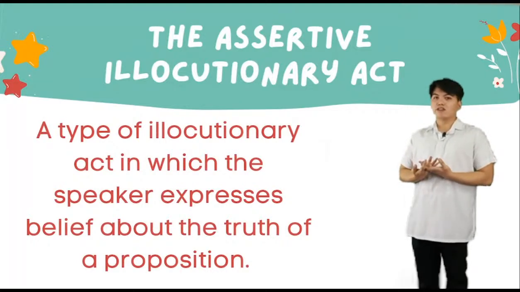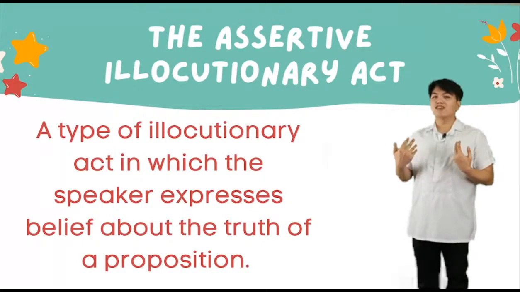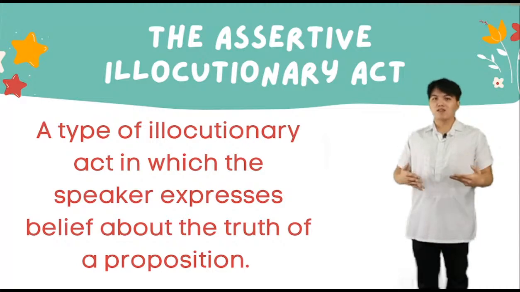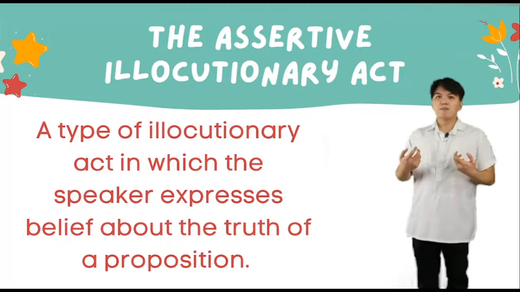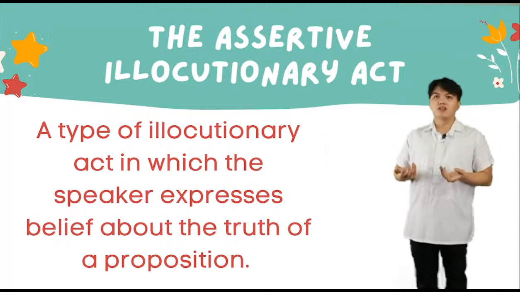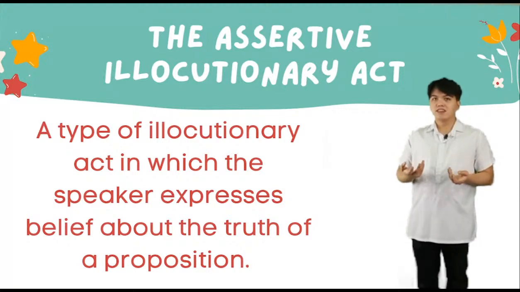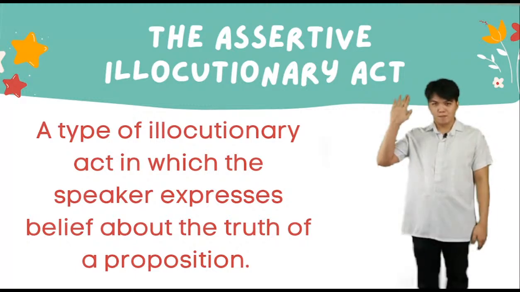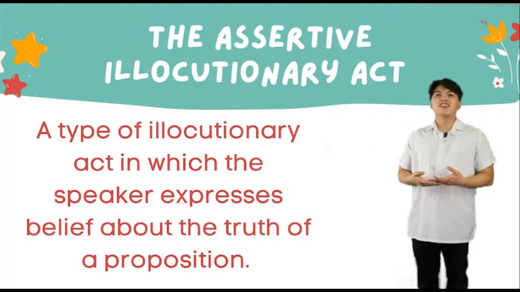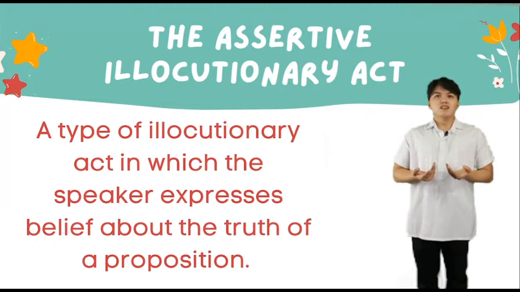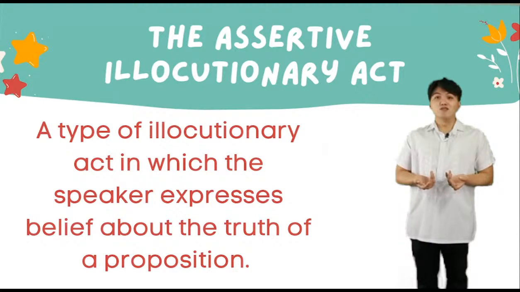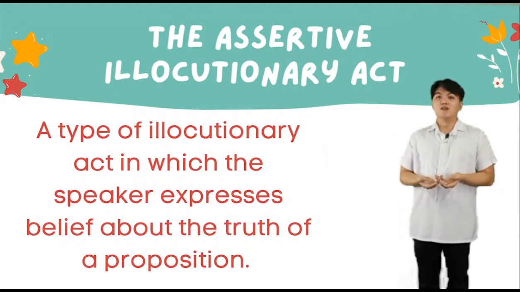The assertive illocutionary act is a type of illocutionary act in which the speaker expresses belief about the truth of a proposition. Some examples of an assertive act are suggesting, putting forward something, swearing, boasting, and concluding. For example, when someone tells you, "No one can love you better than I do," they believe in the truth of that statement. Will you believe it?